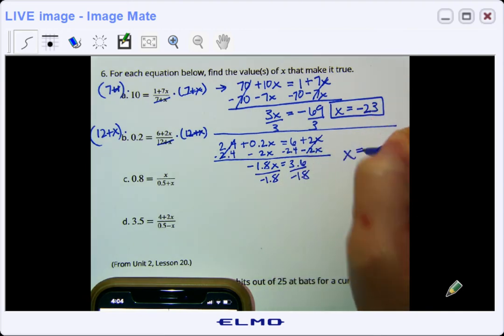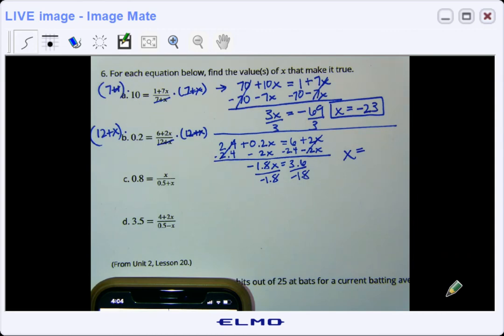And we get x equals, I think it's negative 2. Yeah.